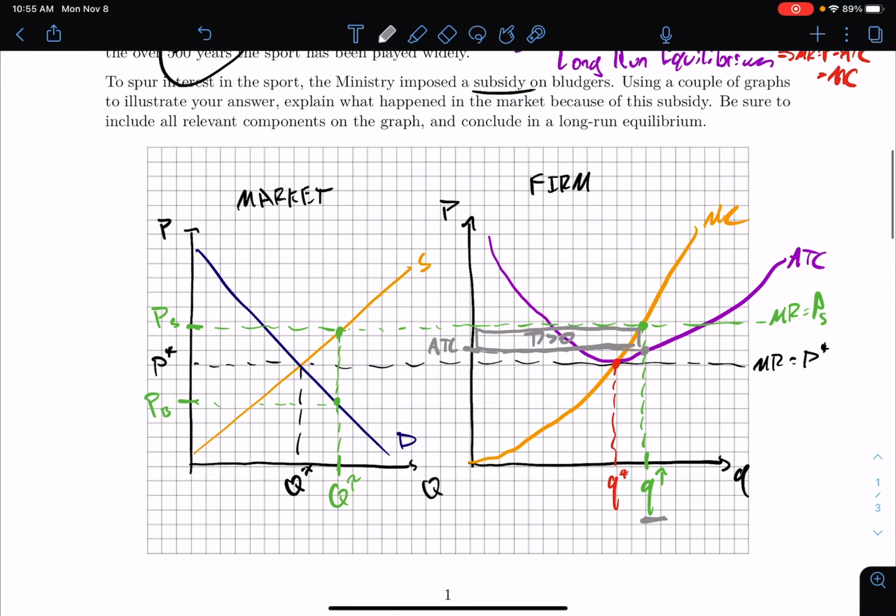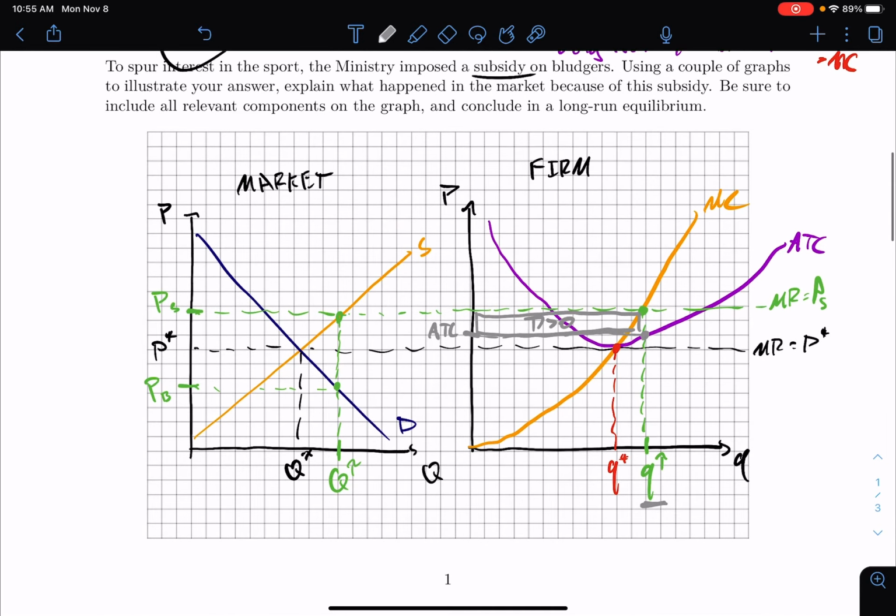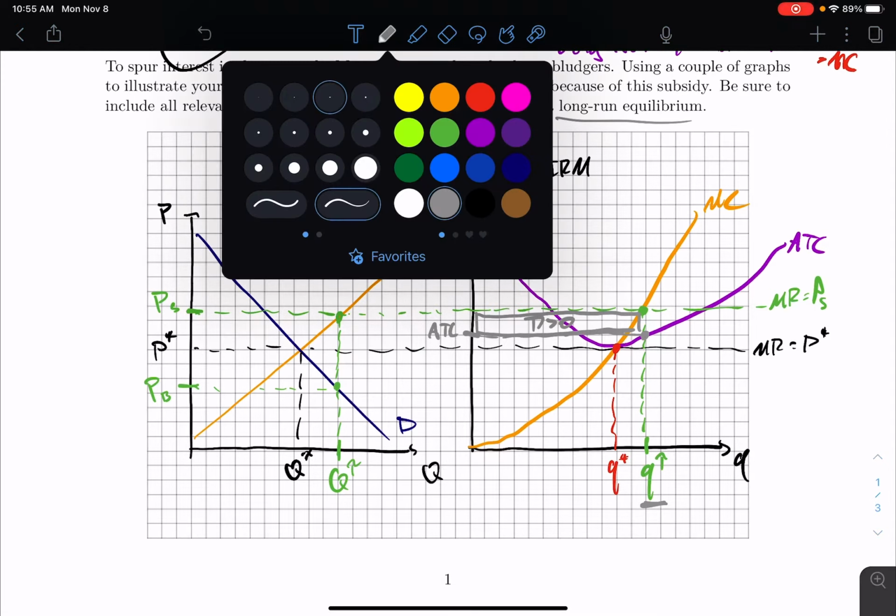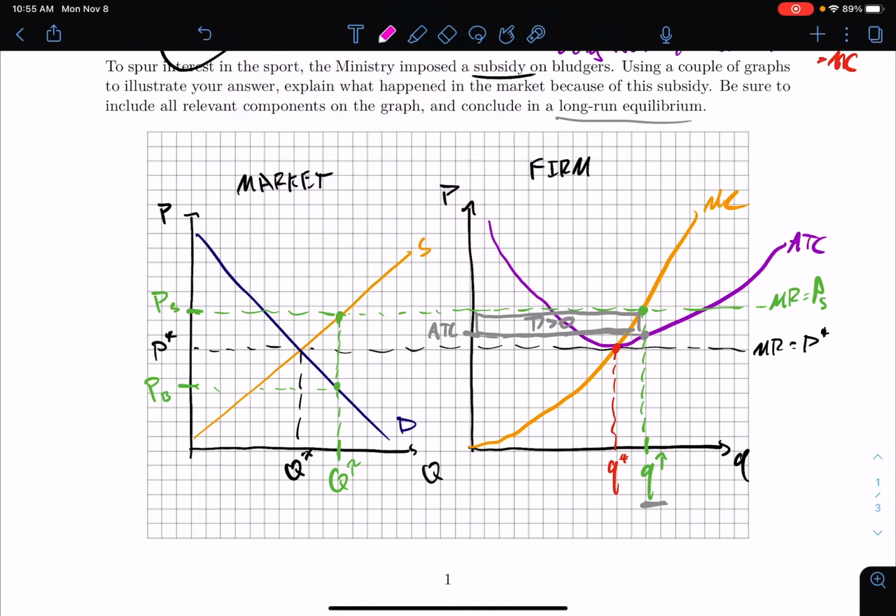Okay. So the last thing to do is to conclude in long-run equilibrium. So let's find one less color. Maybe we'll do this in pink. Make it dramatic. So what we want to do is shift, I'm going to use some fancy iPad tools here.